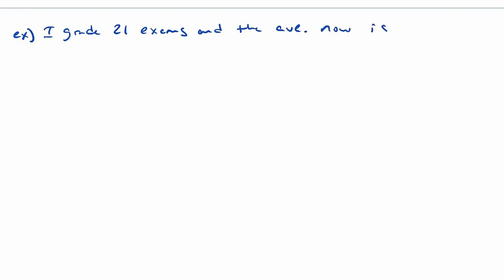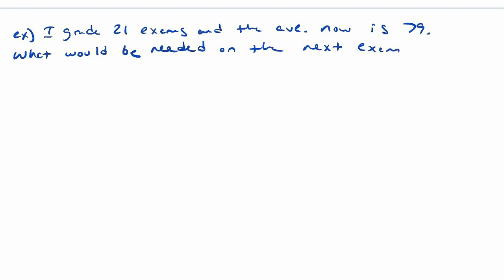What I do want to do is do one additional example problem with you guys that should help you with one of the web assignment questions. You'll see something on WebAssign similar to this. Let's suppose I grade 21 exams, and the average now is 79. What would be needed on the next exam to raise the class average by 1 point?